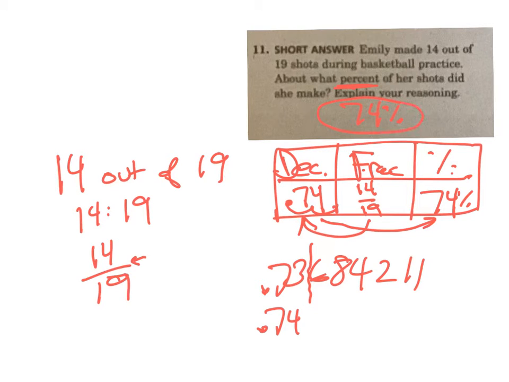of her shots. And you know it's, well, if say like 14 out of 20 shots, 50% out of 20 shots would be 10. So she made more than 10, so more than 50%. If she made all of the shots, it'd be 100%. She didn't do that. So it's somewhere between 50 and 100%. So 74% makes pretty good sense. Okay?